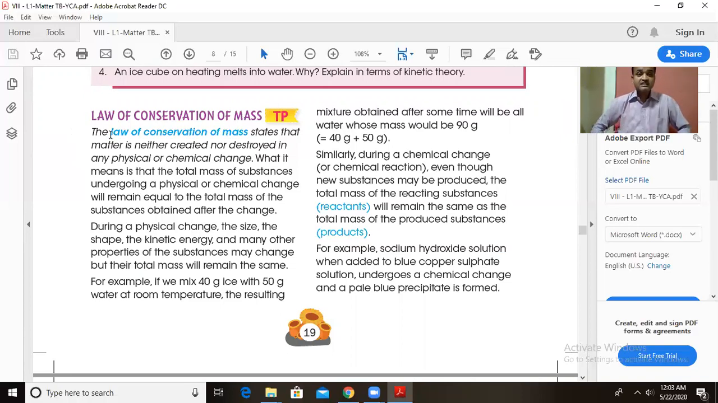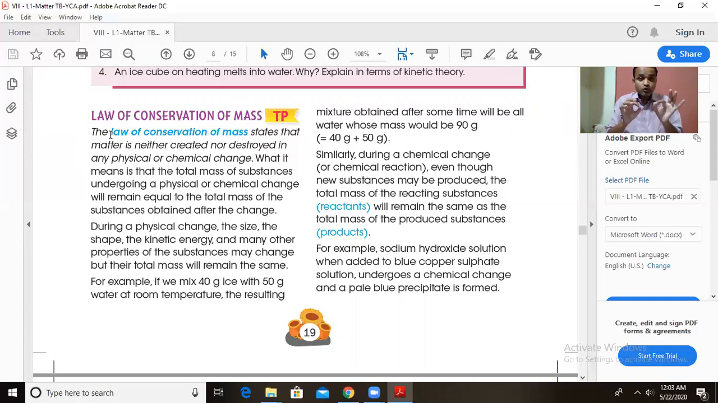It states that matter is neither created nor destroyed in any physical or chemical change. Let any reaction take place, physical reaction or a chemical reaction, matter cannot be created nor be destroyed. Only we can change the form. Is that clear to you?